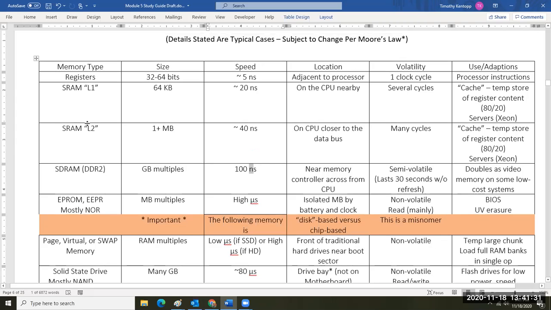You need to know the order of this, right? So other than registers on the CPU, what's the next fastest? SRAM, level 1 cache, right? So in terms of system memory, RAM, random access memory, where is that on this table? Well, it's sitting right across from the North Bridge on a very fast data bus, and you have 100 nanosecond access times, right? But it's still not the fastest memory.